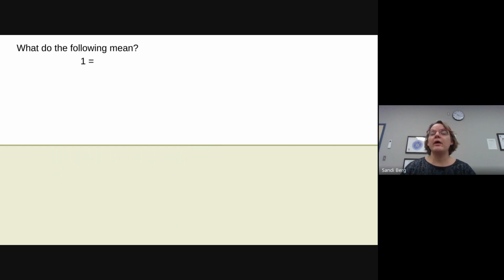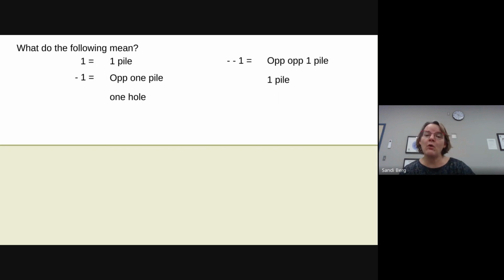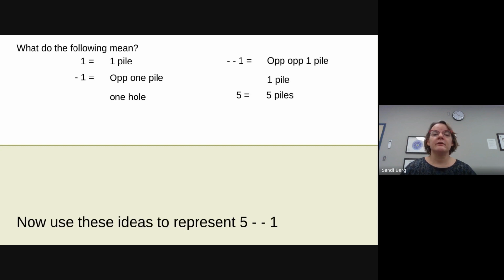So if I've got 1, that's representing 1 pile. We know that. What does this one represent? Take a moment to refresh your brain. Well, that's the opposite of 1 pile, which is 1 hole. What about this one? Well, that's the opposite 1 pile. They might intercede and say that's the opposite of 1 hole, and that's 1 pile. What about 5? Well, 5 is 5 piles. So then use all of those ideas to represent this one.